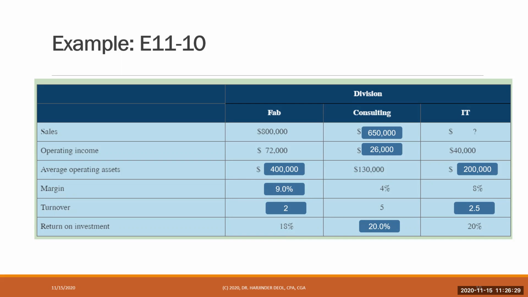And then to calculate sales, we can either divide 40,000 by 8%, the margin, or we can multiply the average operating assets of 200,000 by the turnover 2.5 times to get sales of $500,000.